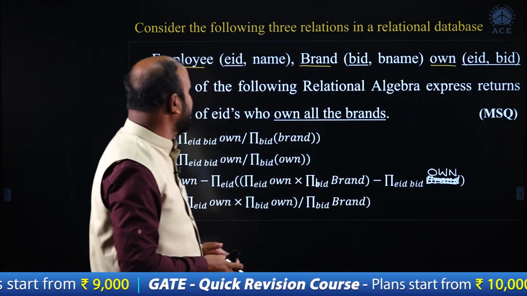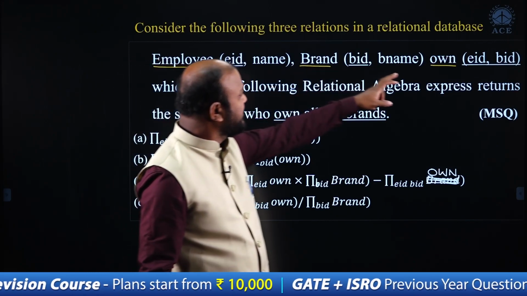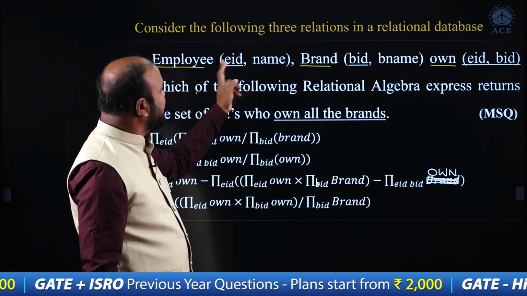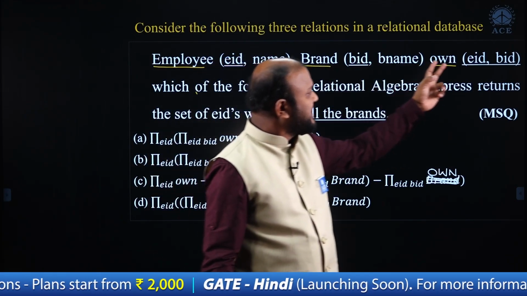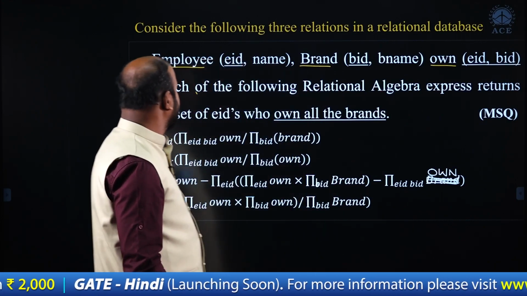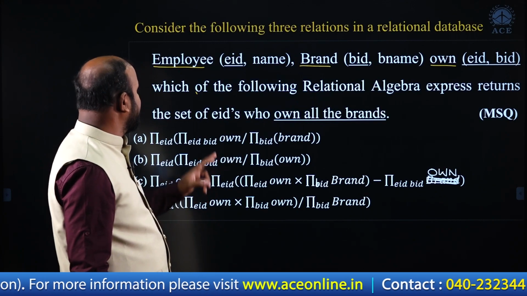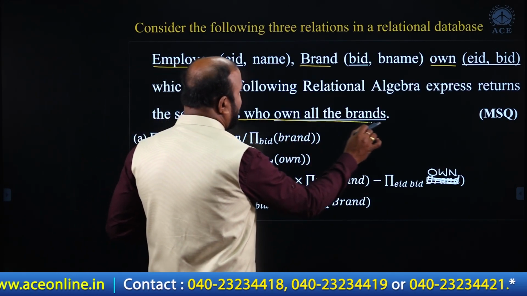Three tables are given. With this schema, we can understand that employees own some brands. Employee details are in the employee table, the brand details are in the brand table, and which employee owns which brand is in the own table. The question is, which of the following relational algebra expressions returns the set of EIDs who own all the brands?